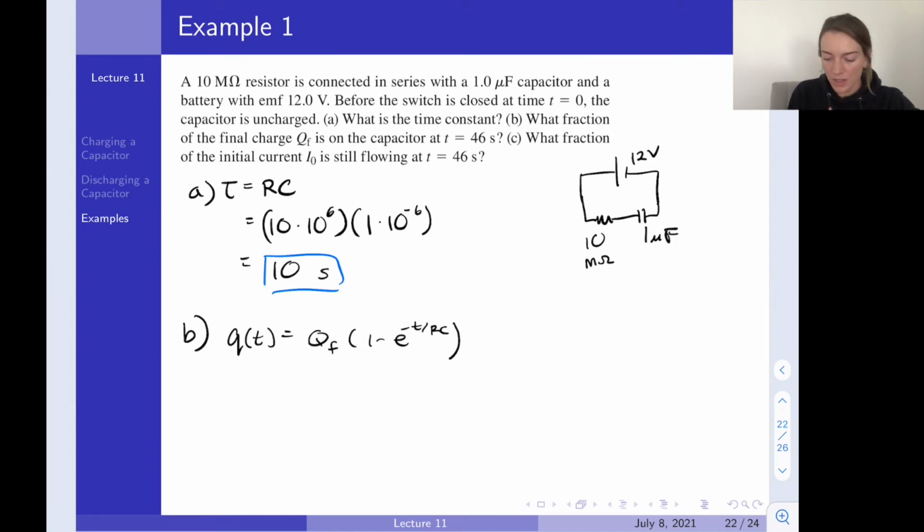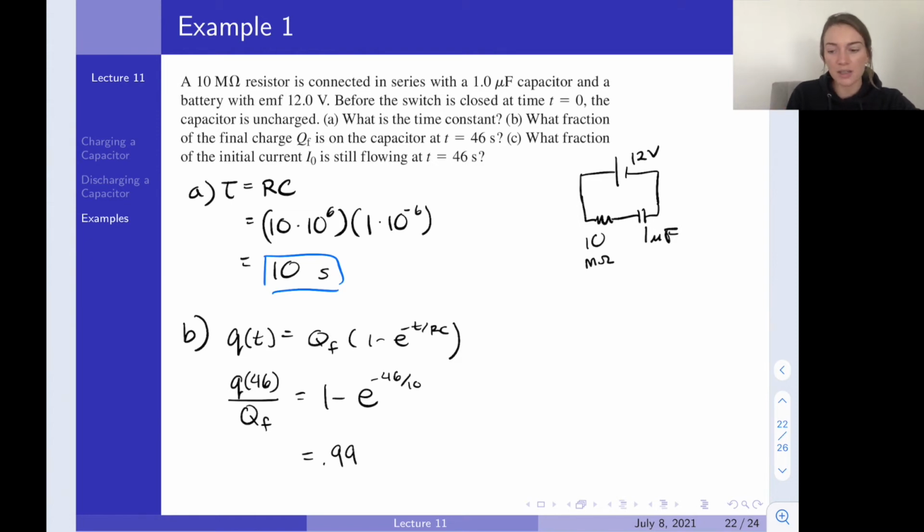So we want to know what fraction of the final charge is on the capacitor after 46 seconds. The way we could do that is to divide the charge at time t equals 46 by the total charge, which gives us the fraction of the total charge that's present. That is just equal to 1 minus e to the negative 46 seconds divided by RC, which we found was 10 seconds. So we plug into our calculator 1 minus e to the negative 46 over 10, and that is 0.99.